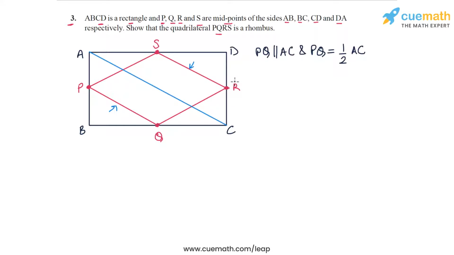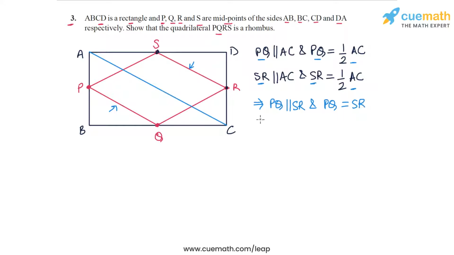Similarly, if you apply the midpoint theorem to triangle DAC, S is the midpoint of DA and R is the midpoint of DC. So we have SR is parallel to AC and SR is equal to half AC, again using the midpoint theorem. So from these two relationships, we can claim that PQ is parallel to SR, and also PQ and SR are equal to each other as well because both are equal to half of AC. And this means that in quadrilateral PQRS, one pair of opposite sides are parallel and equal. So PQRS is a parallelogram. Okay, so this is how we prove that PQRS is a parallelogram.